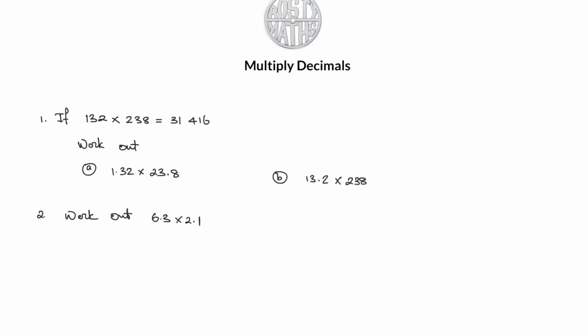Let's multiply some decimals, and what I want you to do first of all is, if there is a calculator within reach, get rid of it. You're not going to need it on this one. This is pure brain work.